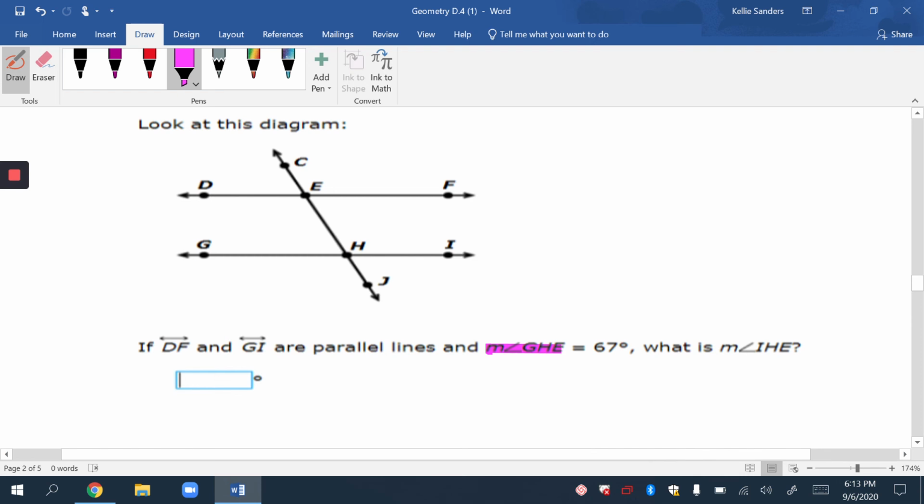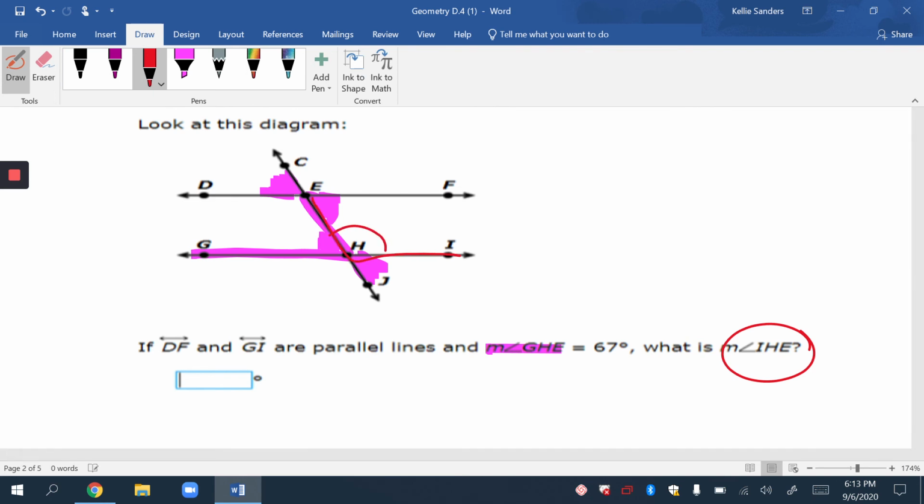GHE. This one. This one. This one. And this one. IHE. From I to H to E is this angle, which is not a purple angle. So again, it's the supplement.